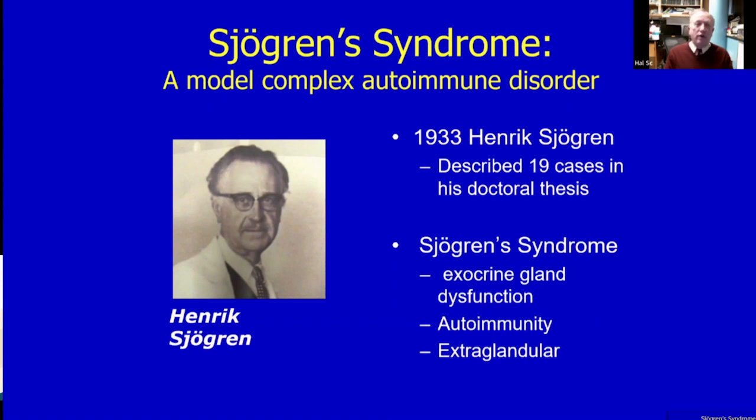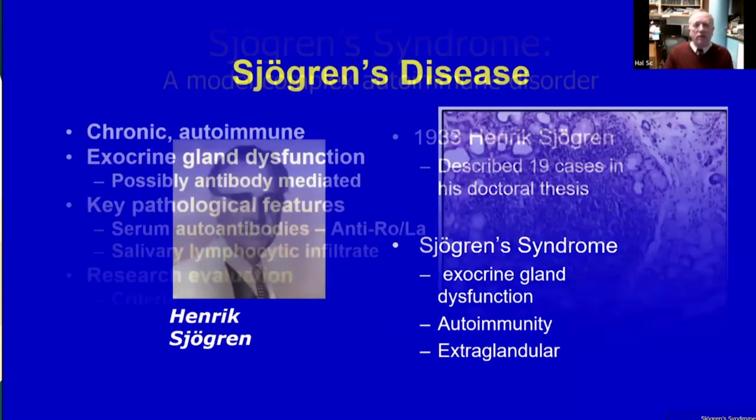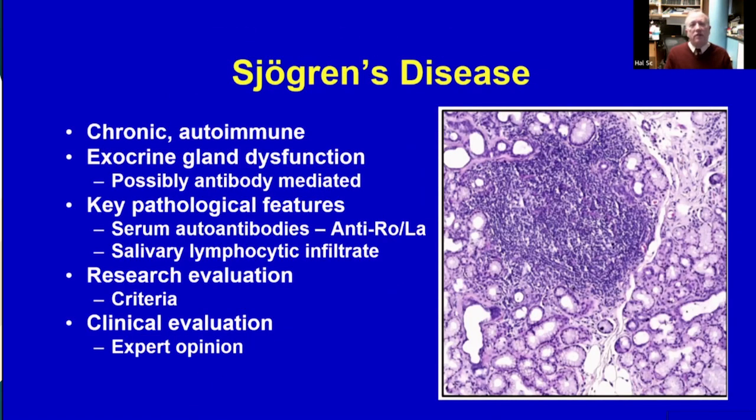Of course, Sjogren's syndrome has exocrine gland dysfunction, that is lacrimal and salivary gland dysfunction, and it has autoimmunity in the form of serum antibodies such as anti-Ro and anti-La. Patients also have rheumatoid factor, cryoglobulins, but these patients also have extraglandular manifestations. And so Sjogren's is this chronic autoimmune disease. Here you see a lymphocytic infiltration in the salivary gland of a patient, and that is really a key feature of the disease. The other key feature is the autoantibodies, anti-Ro and anti-La.